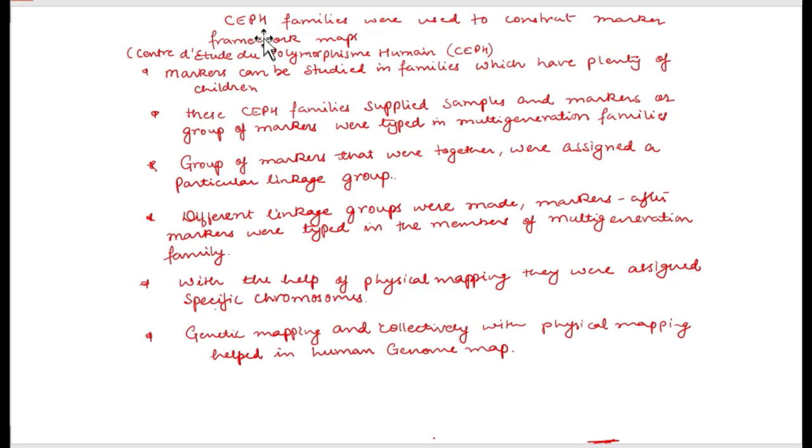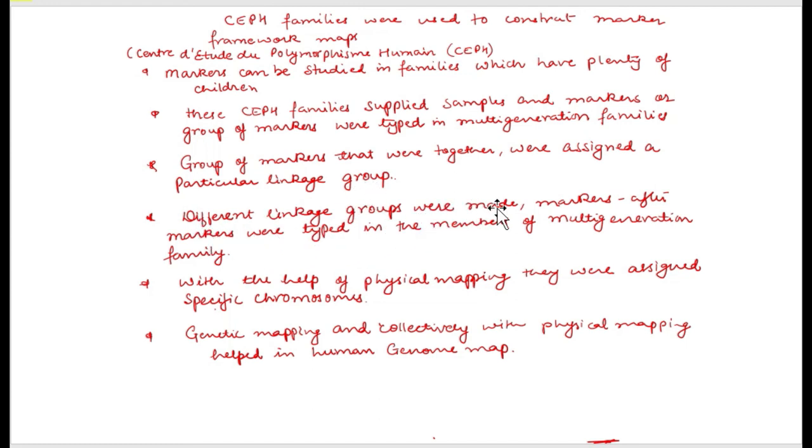And in this case, CEPH families were used to construct the marker framework map. CEPH stands for Centre d'Etude du Polymorphisme Humain. Markers can be studied in families which have plenty of children. These CEPH families supplied samples, and markers or groups of markers were typed in multi-generation families. The group of markers that were together were assigned a particular linkage group.